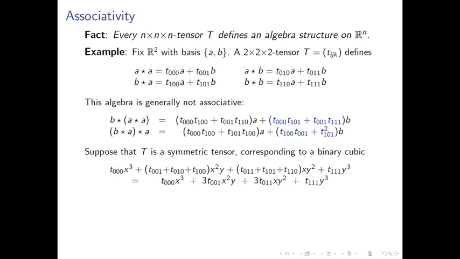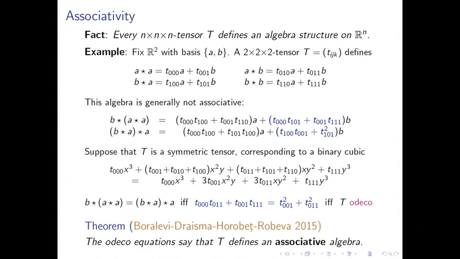Now for a symmetric tensor, things are slightly better because the two black coefficients now coincide, right? So for a symmetric tensor, T001 is the same as T100, and this is equal to that. So these two black things are now equal, but the two blue things are still not equal. So still, we don't have associativity. However, and this is the theorem of Boralevi and her collaborators, the ODECO equations say precisely that T defines an associative algebra. So a symmetric tensor is ODECO if and only if the algebra structure is associative.